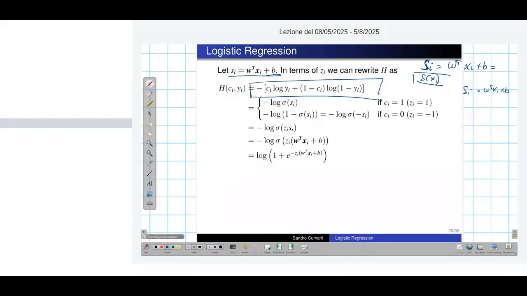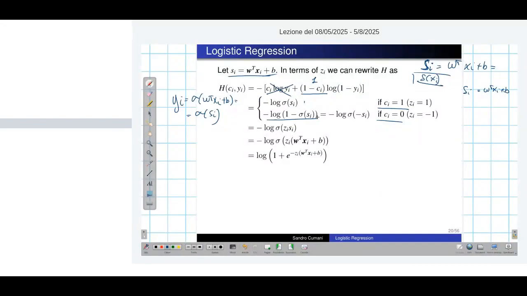This is the original cross entropy we started from, which, if we remember the values of C_i and Y_i, is what? When the class is C_i equal to 1, I will have only the first term, because the other will become 0. So if the class is 1, I will have minus logarithm of y_i. Remember that y_i is sigmoid of W transpose x_i plus B, so it's sigmoid of s_i. And when C_i is equal to 0, the first term goes away, and 1 minus 0 is 1, so I have minus logarithm of 1 minus y_i. 1 minus y_i is 1 minus sigmoid of s_i, which, as we have seen, is sigmoid of minus s_i. So this is the term that we have.